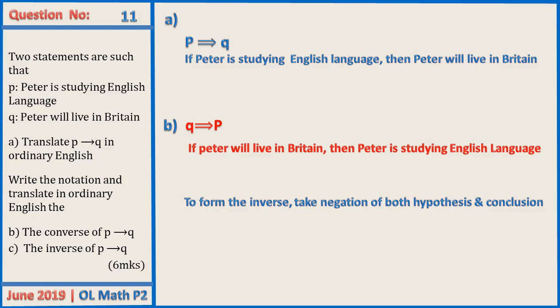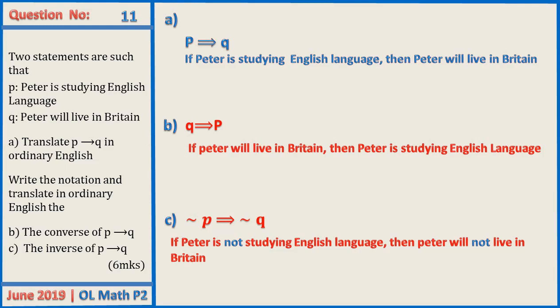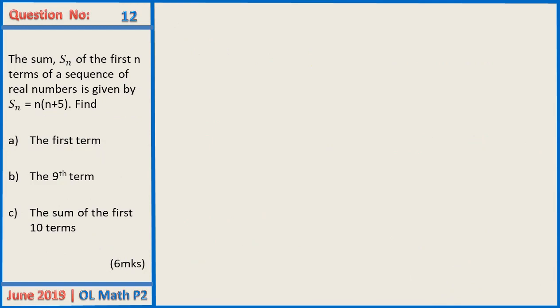To form the contrapositive, we take the negation of both hypothesis and conclusion and interchange them. So negation of Q implies negation of P. And this is read as if Peter is not studying English language, then Peter will not live in Britain.